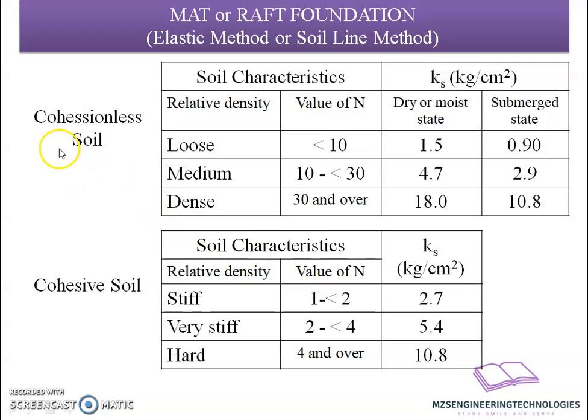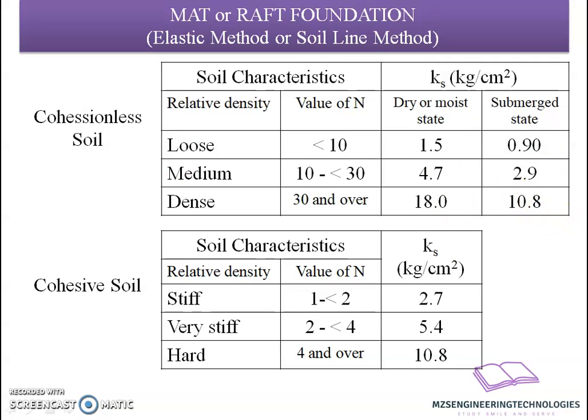Now, in a similar way, there are different values proposed for different characters of the soil. For cohesionless soil, based on relative density and the value of N, the Ks value is given for the dry or moist state and the submerged state when water is there. So where relative density is loose, the SPT number is less than 10, then 1.5 is the Ks value, and 0.9 is for the submerged state. For medium density, the SPT ranging from 10 to less than 30, 4.7 and 2.9, and for dense, the SPT value more than 30, the dry or moist state is 18, and the submerged state is 10.8.